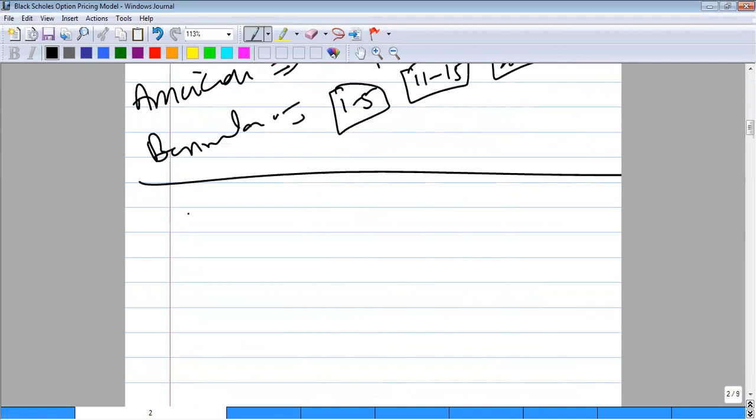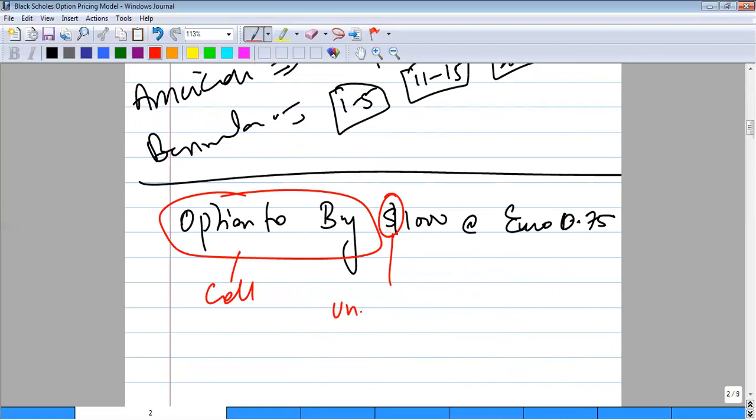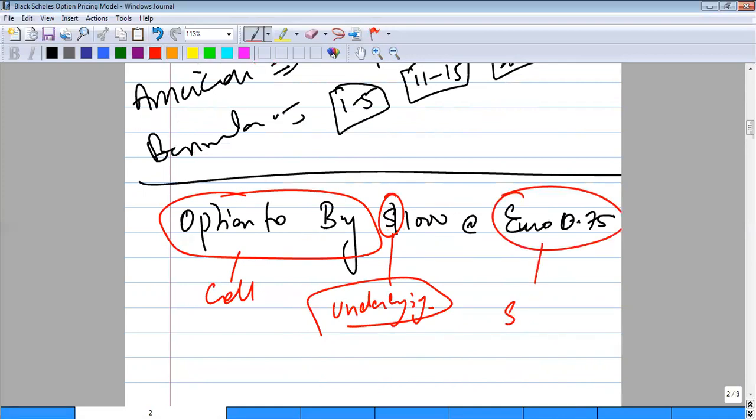For example, we could say that the entity has an option to buy $1,000 at the rate of euro 1.075. What exactly is this? This option to buy makes it a call option. The dollar is called the underlying. What exactly is an underlying item? The underlying item is an item on which the option is given. So the option is given on this currency, the dollar. This is termed as the strike price.